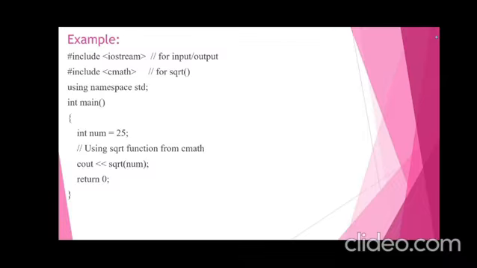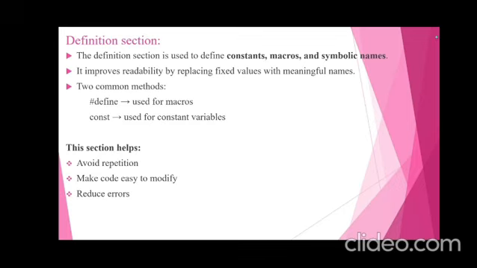So now consider this example. In this program, we include #include <iostream>. It allows us to use input and output functions like cout and cin. So the next section is definition section.